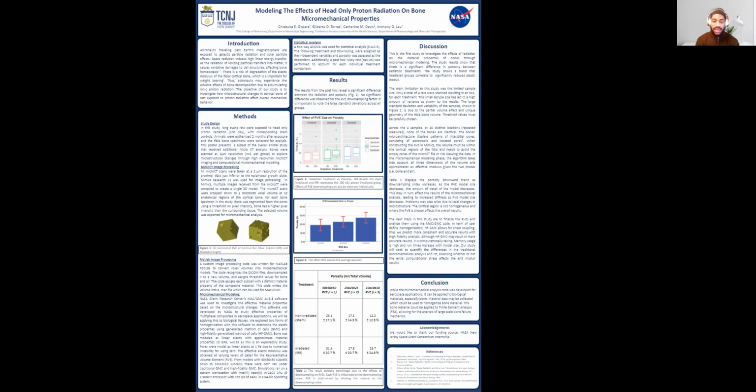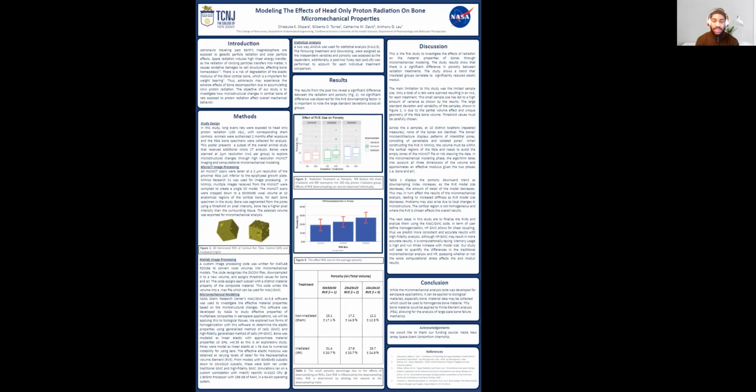NASA and SpaceX have plans to return to the moon and travel to Mars by the end of the decade. When the astronauts travel into space, they are no longer protected by the Earth's magnetosphere and are exposed to galactic particle radiation and solar particle effects. Long-term exposure to space radiation induces high linear energy transfer, causing oxidative damages to bone cell structures, thus decreasing the stiffness, thickness, and elastic modulus of bone, which can lead to bone fractures.